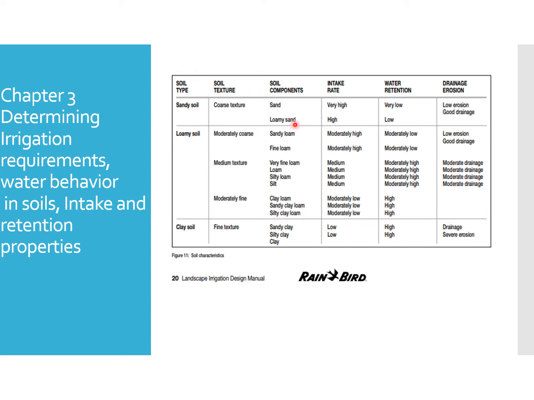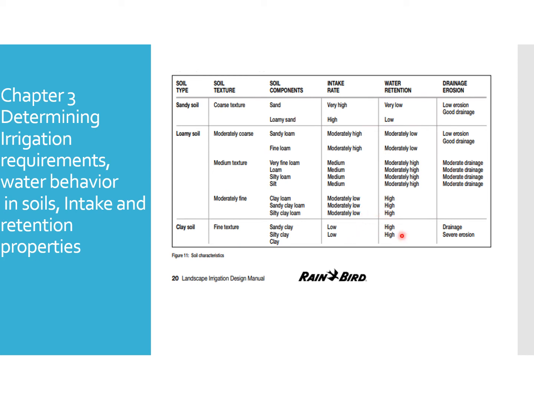Okay, so if there was a little bit of loam in that sand, its intake rate would still be high, it just wouldn't be very high, and its water retention would be low instead of very low, and that's because some loam was actually present in the sand. So if you have loamy soil, depending on its soil texture, ranges from moderately coarse to moderately fine. Its intake rate ranges from moderately high to moderately low, depending on its soil texture and components of the soil. And then clay soil has the very lowest intake rate and the very highest water retention.